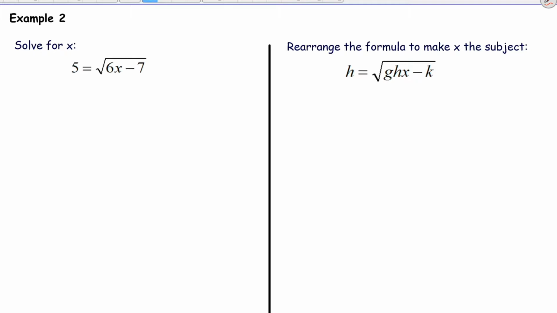We can apply the same processes to these examples. So example 2, solve for x. The first step is to get rid of the square root, which means we can square each side. And what we'll be left with is 25 is equal to 6x minus 7. Then we want to solve for x. We want to find x. So what we can do is add 7 on each side.